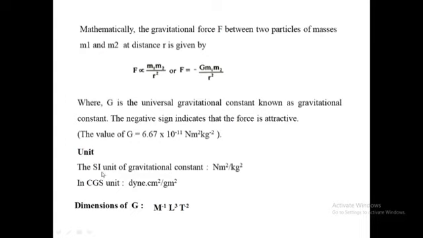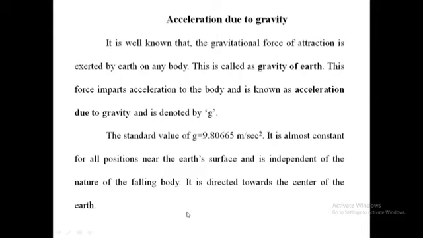The SI unit of gravitational constant is Newton meter square per kg square, and in the CGS system it is given by dyne centimeter square per gram square. Its dimension, that is the gravitational constant dimension, is M raised to power minus 1, L raised to power 3 and T raised to power minus 2. Now, acceleration due to gravity.